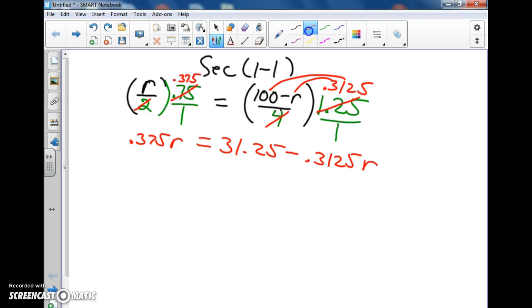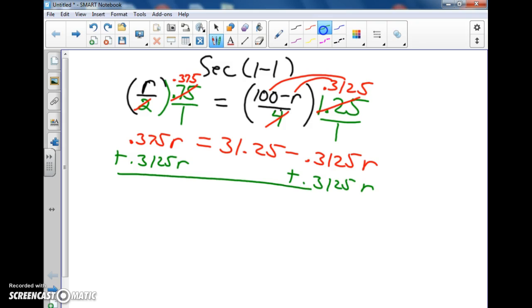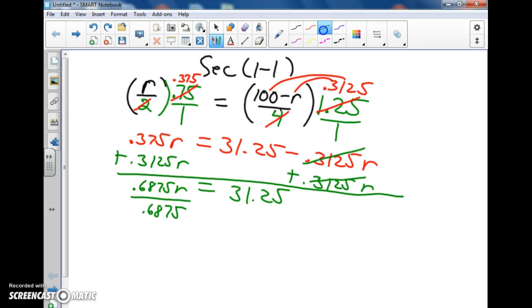You don't want to subtract anything. You're going to add 0.3125r to both sides, right? So let's do that. What's 0.375 plus 0.3125? 0.6875r, and that equals, and of course these are going to cancel, 31.25. Now what are you going to do next to solve for r? Divide by 0.6875.